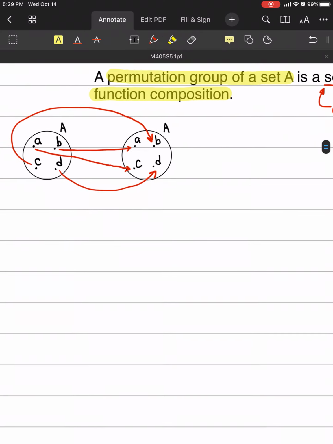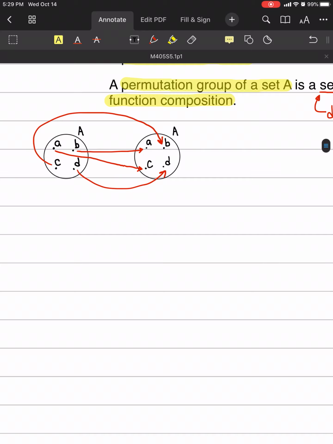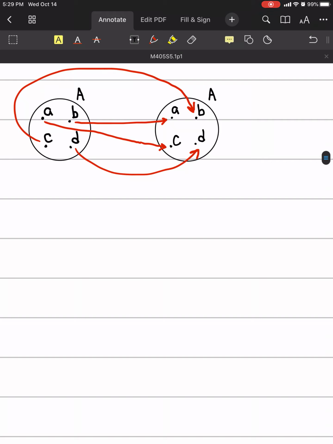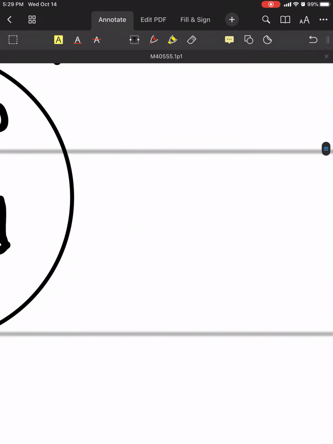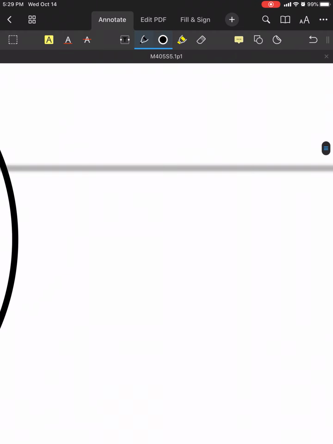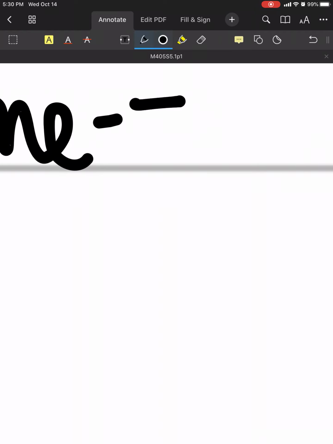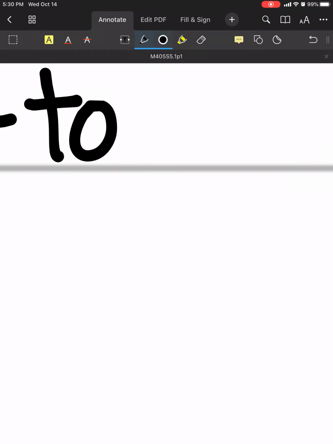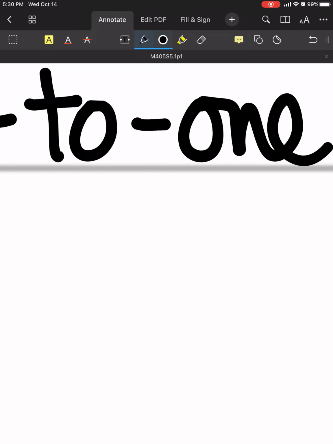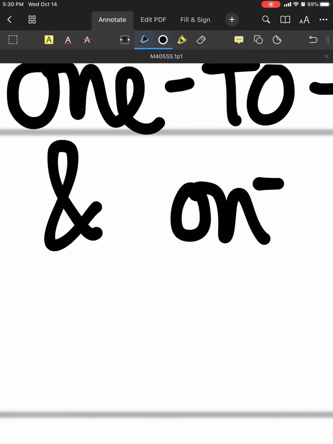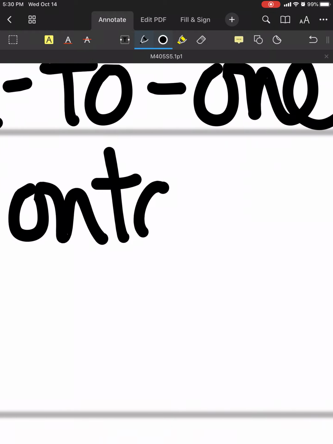Okay, so here every input has exactly one output. Every output's hit. We never have anything mapped to two different things, so this is both one-to-one and onto. So that makes it a permutation. Okay, so this is a permutation. Permutation, check.